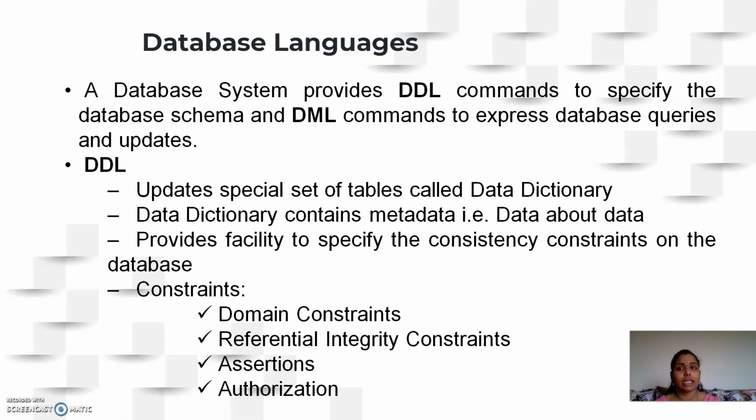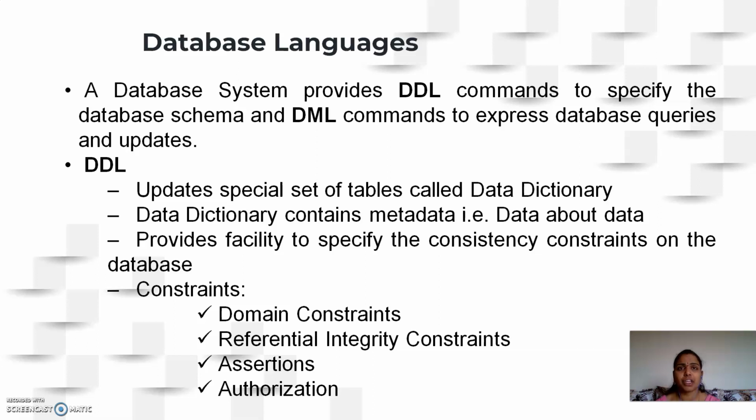The constraints that we can apply using these DDL commands are, the first one is the domain constraint. Domain is nothing but a set of values. Using domain constraints, we will be able to specify what set of values are allowed in a given attribute. So if I say it is employee ID and its data type is number, obviously it indicates that the employee ID attribute will only allow integer values, right?